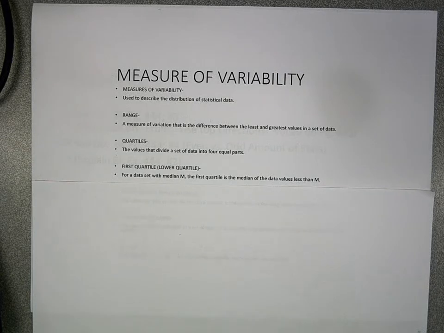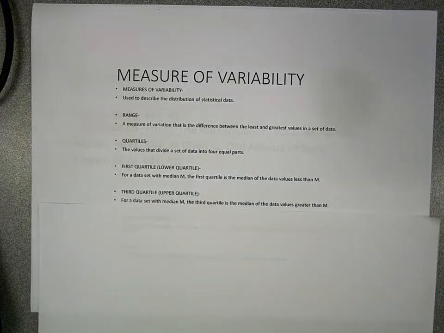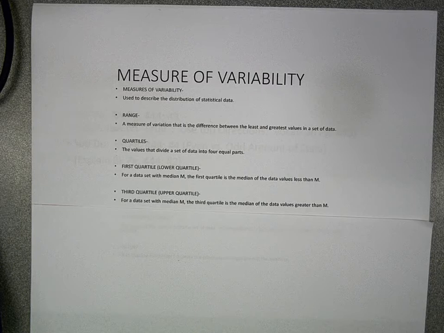So for a data set, a bunch of numbers, you have a median. The first quartile is the median of the lower half, basically. And then you have the third quartile. Everyone? Third quartile. This is sometimes known as the upper quartile. For a data set with the median M, the third quartile is the median of the data values greater than M. So if you have your median and the upper part after the median, it's the median of that section.